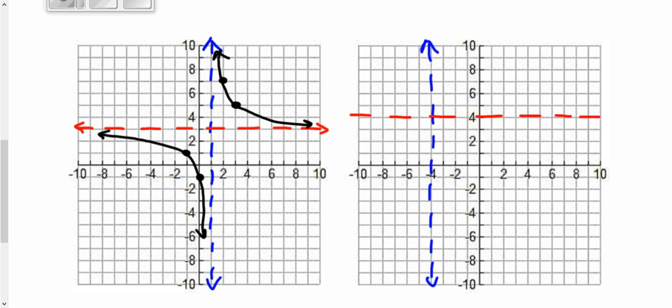So after I put the asymptotes on the graph, then I'm going to make a table, and the table is going to be determined with some x values based on the blue line, the vertical asymptote. So two numbers to the left would be -5 and -6. Two numbers to the right would be -3 and -2.